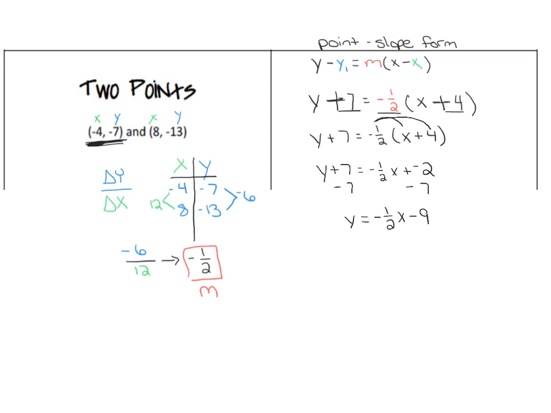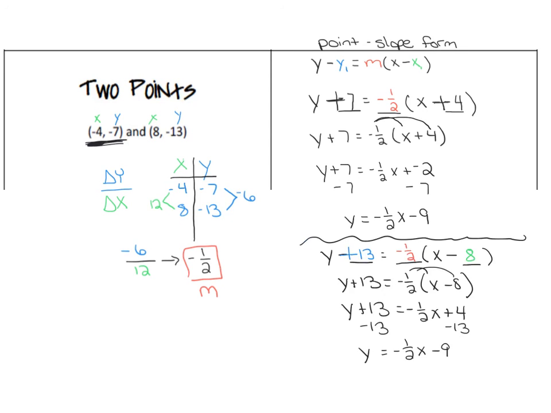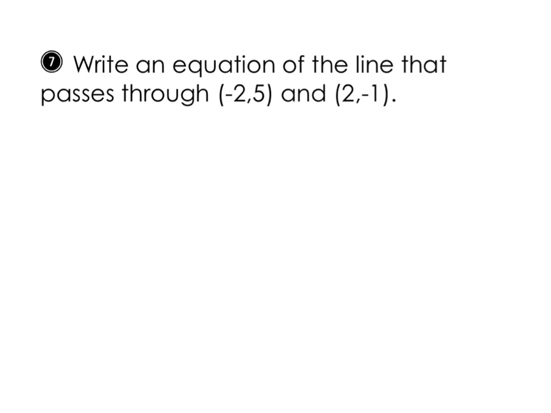Now I'll show that it works the same with the other one. Even if I use this 8 and negative 13 point and plug those values in with the same slope, I end up with the exact same equation. So you can't pick wrong. You just pick one of the points. Here's a problem for you to try.